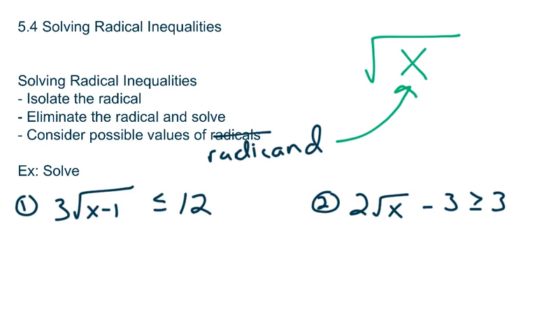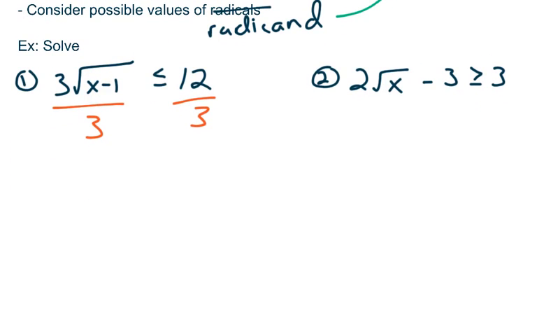Number 1, 3 times the square root of x minus 1 is less than or equal to 12. The radical is not by itself, so we need to do that first. Let's get rid of that by dividing both sides by 3. The 3's will cancel out, so I'm left with the square root of x minus 1 less than or equal to 12 divided by 3, that is 4.